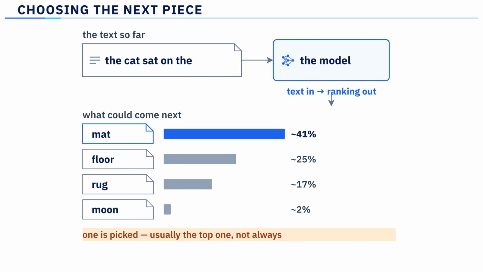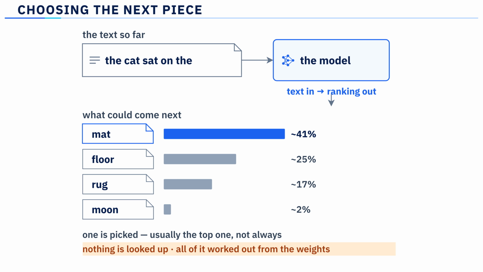That is why the same question can come back worded differently if you ask it twice. And here is the part people find surprising. Nothing is looked up. There is no table of answers inside the model being read. The text that went in passes through a very large number of small steps. Training set every one of those steps. What comes out at the far end is one fresh score for every piece it could write.